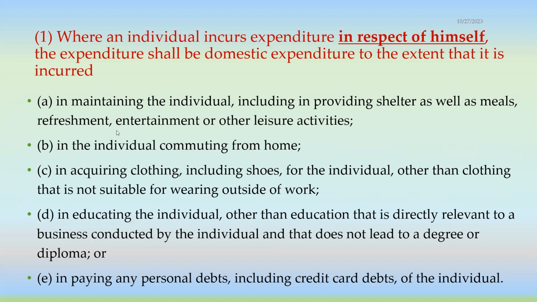Under 197, subsection 1, this is that part where an individual incurs expenditure in respect of himself. So if an expenditure is incurred by any person in respect of himself, that is not allowed as a deduction. Okay, what are the expenses that they can incur for himself? What kind of expenses?